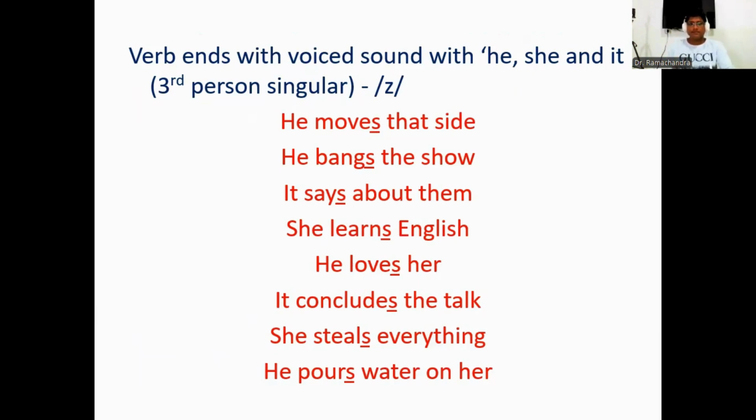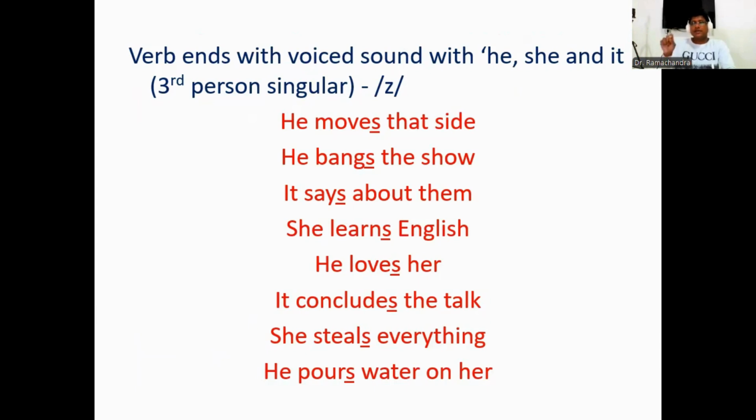It says about them. She learns English. Look at that: n, again voiced. So when I add s, it's learns with a z. It's not learns with an s, wrong. He loves her. Loves her, not loves with an s, wrong.